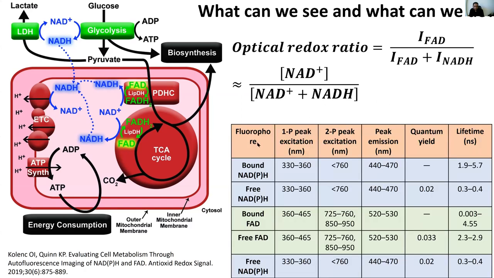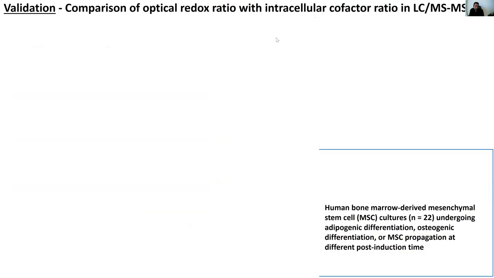And that basically is possible with 2-photon excitation. If you do 1-photon excitation, you are going to put so much power in the system that it's going to fry the sample, especially a biological system. So 2-photon excitation lets us look at the lifetime, the quantum yield, and the intensity to study metabolic changes. This is basically what we can see and what we can do.